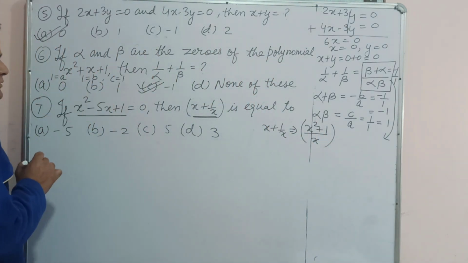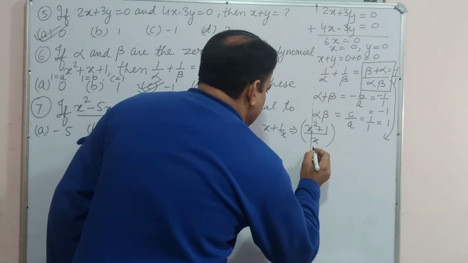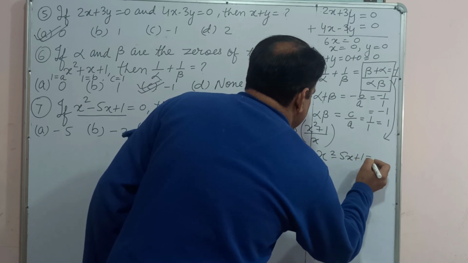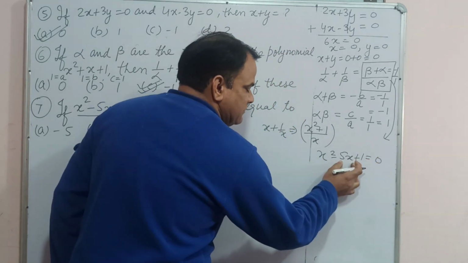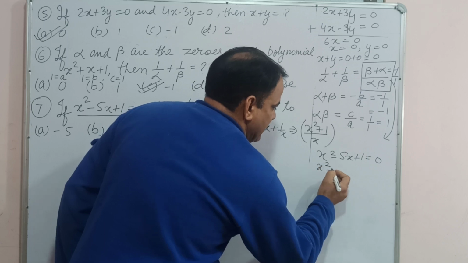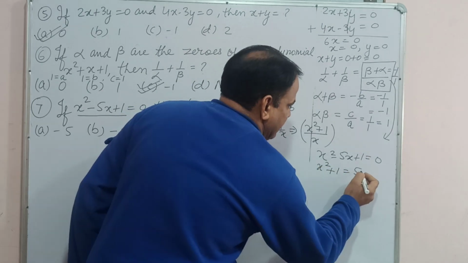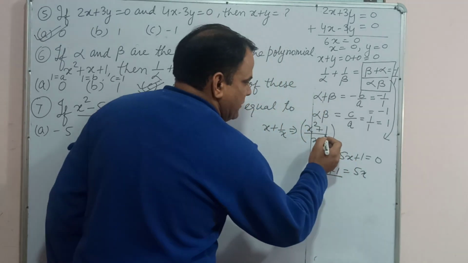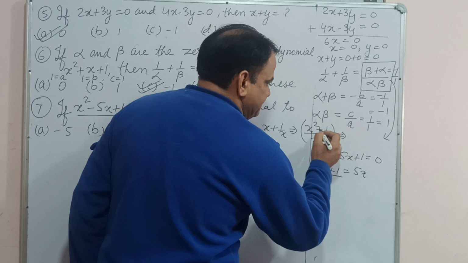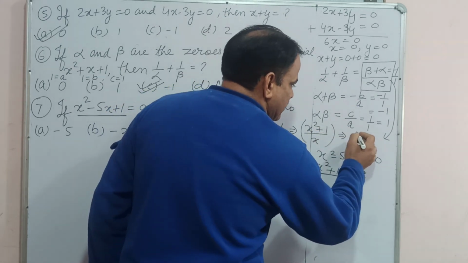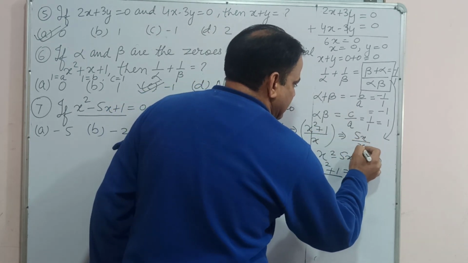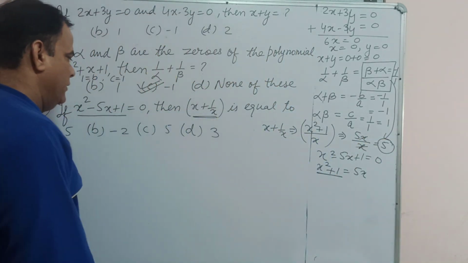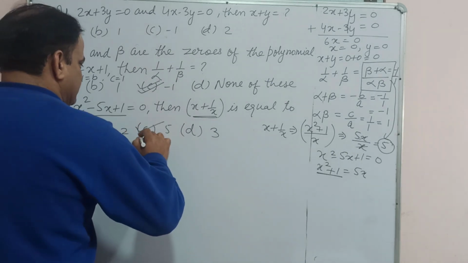With the help of this equation, x squared minus 5x plus 1 equals 0, by transferring this term, we can find x squared plus 1 equals 5x. By putting the value of x squared plus 1 equals 5x here, that is 5x upon x. By cancelling x by x, we find the value 5. So our answer is C option, 5.